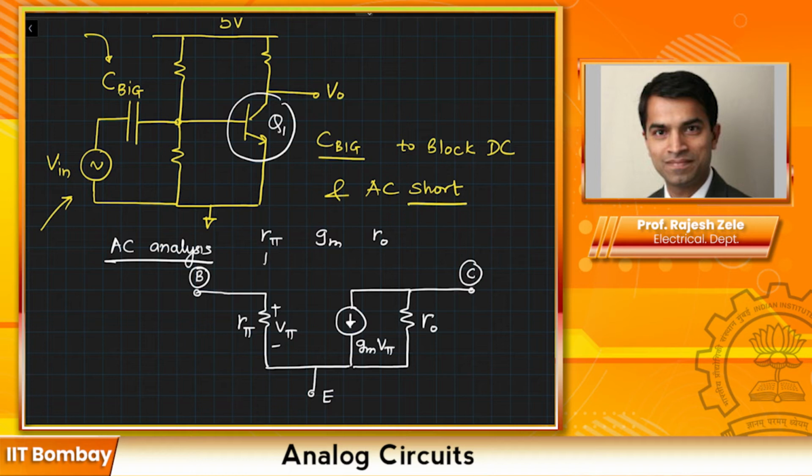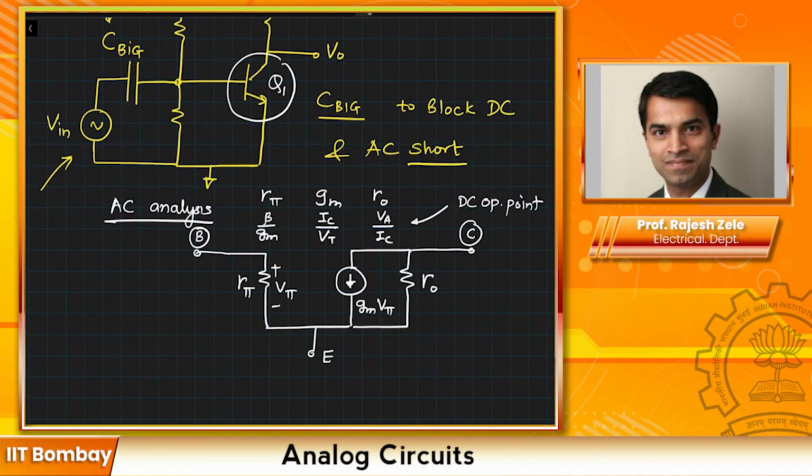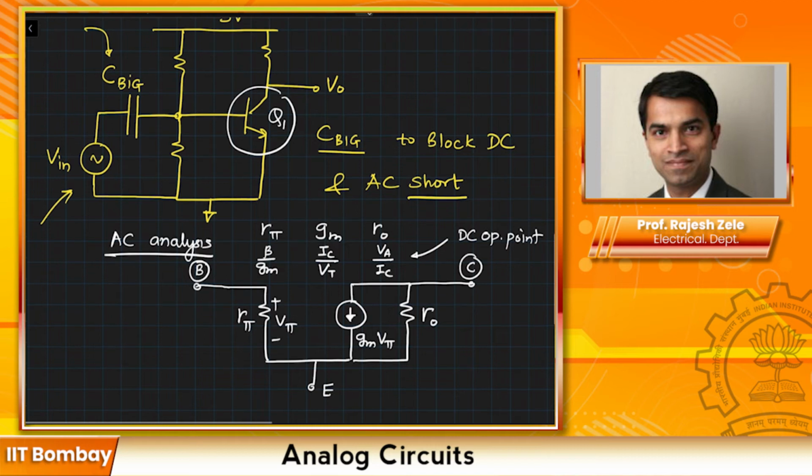R pi is beta over gm, gm is IC over VT, and R out is VA over IC. IC is the DC operating point current flowing through the transistor, collector current of Q1. So these are all from the DC operating point. Now we will put in the rest of the devices, or rest of the elements, for our AC analysis.